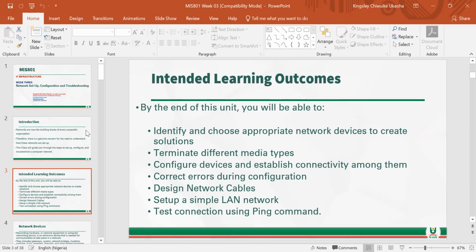Our intended learning outcomes. By the end of this particular unit, which we are going to cover, you should be able to identify and choose appropriate network devices to create solutions. You should be able to terminate different media types. You should be able to communicate, configure devices, and establish connectivity among them. You should be able to correct errors during configuration. You should be able to design network cables. You should be able to set up a simple local area network. And you should be able to test connection using ping command.